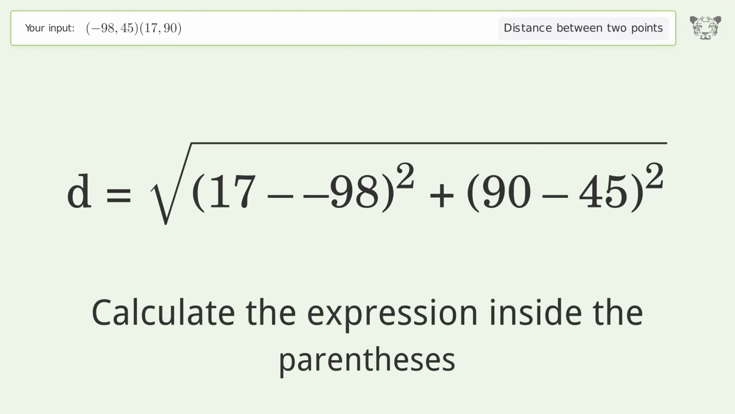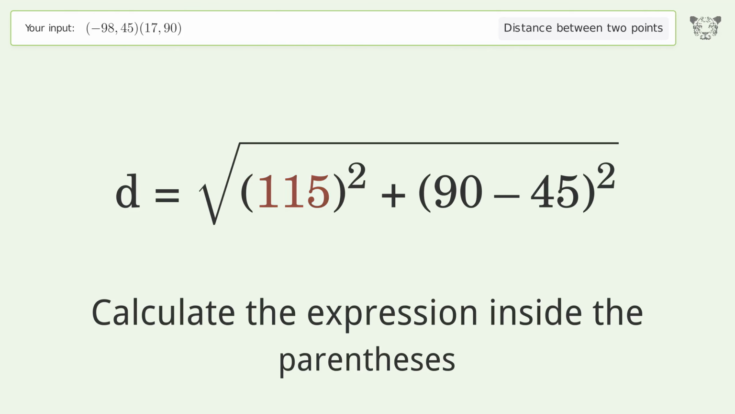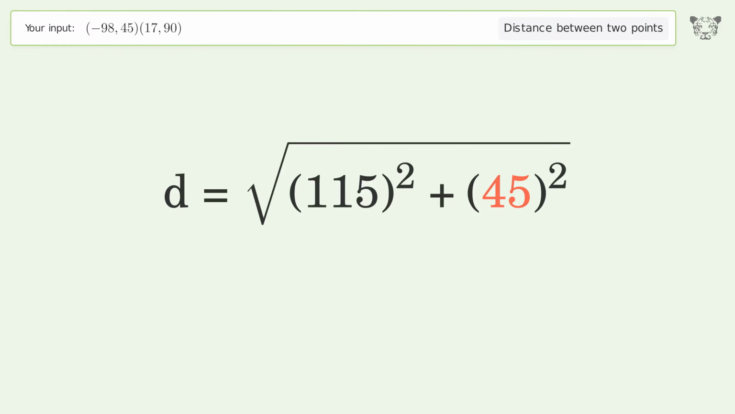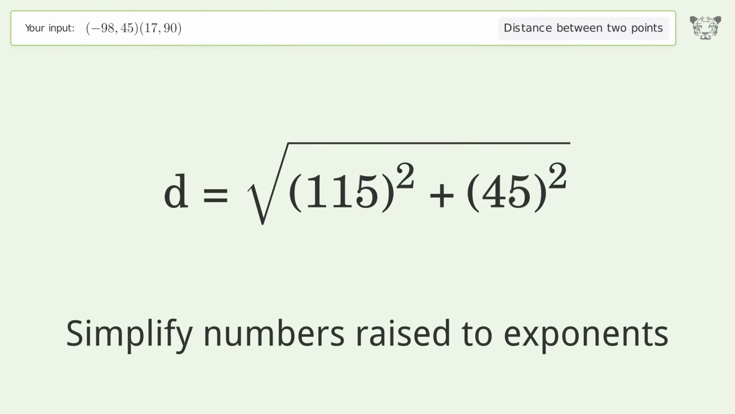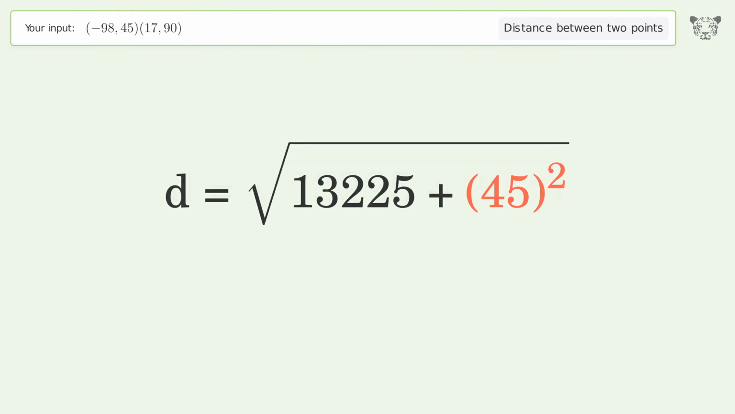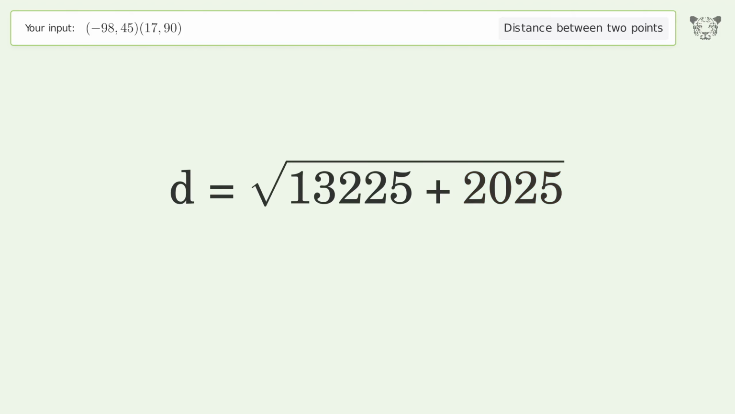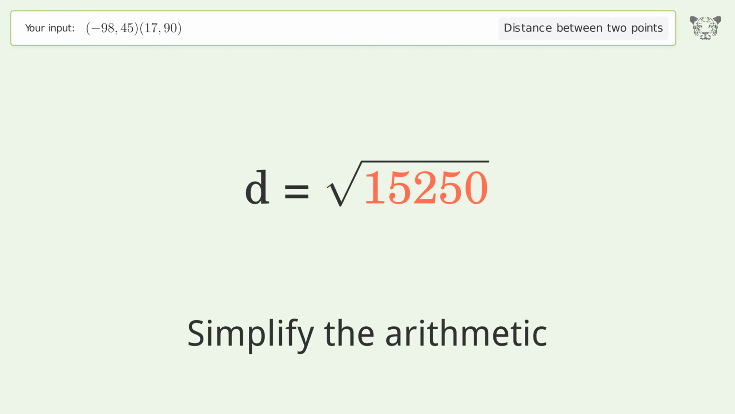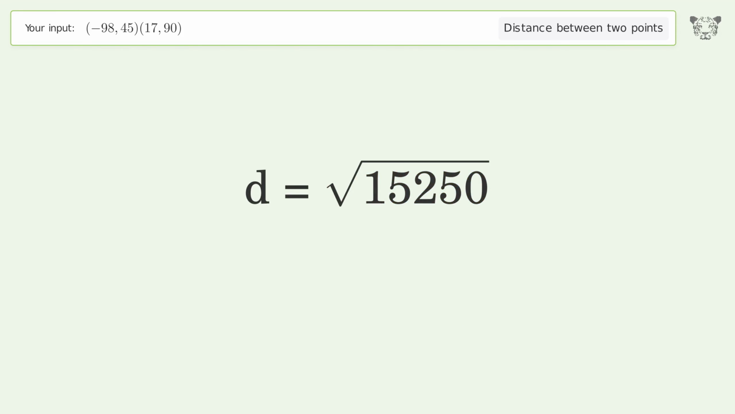Calculate the expression inside the parentheses. Simplify numbers raised to exponents. Simplify the arithmetic. And so the distance between the 2 points is the square root of 15,250 or 123.491.